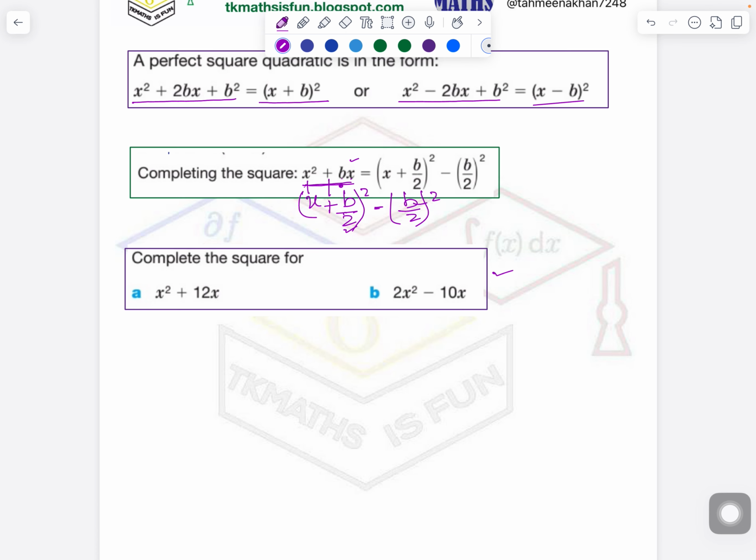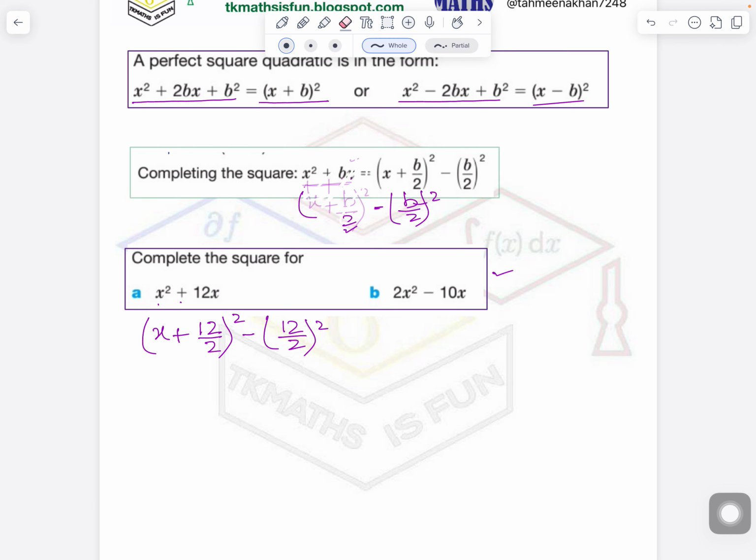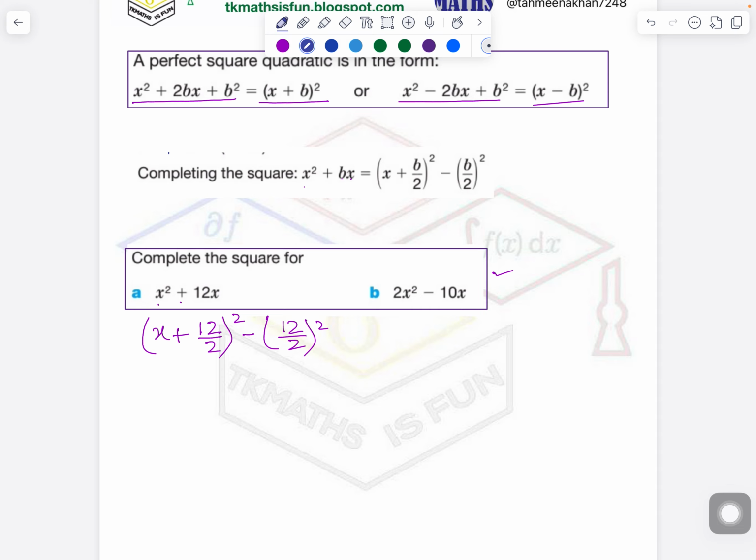I have an x² term and an x power 1 term. So I will write x plus, and 12 I will divide by 2 and square it. The same term I will subtract here, 12 divided by 2 squared. This is what is done here. After that you will simplify it. So it will become (x + 6) whole square minus 6 squared, which is 36. Now this is your perfect square quadratic.